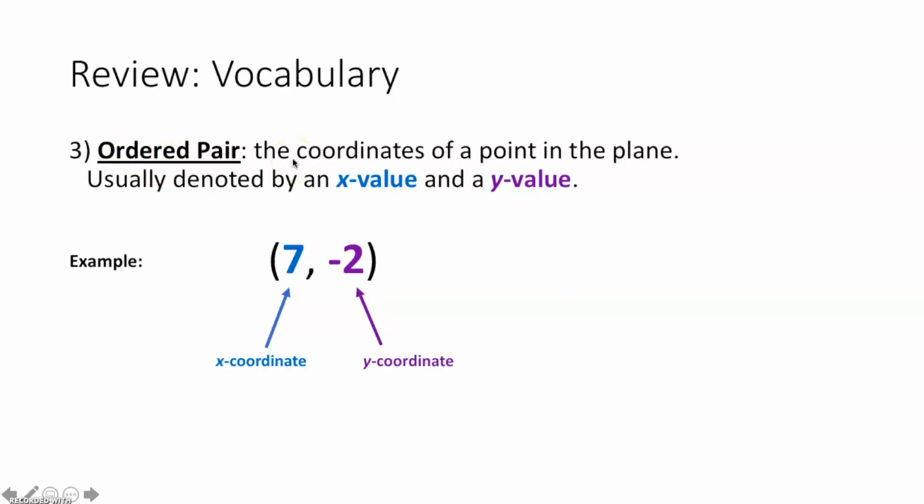An ordered pair. It's the coordinates of a point in the plane. So they're usually denoted by an x value and a y value. And here you can see in between two parentheses, we have (7, -2). The 7 represents the x coordinate, whereas -2 is going to be our y coordinate. This tells you where to plot a certain point on the coordinate plane.